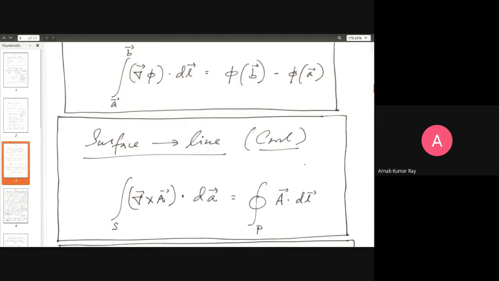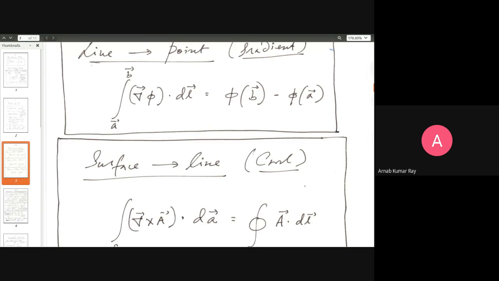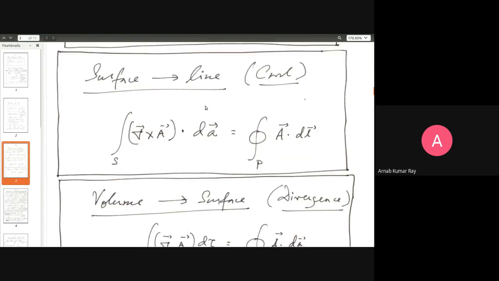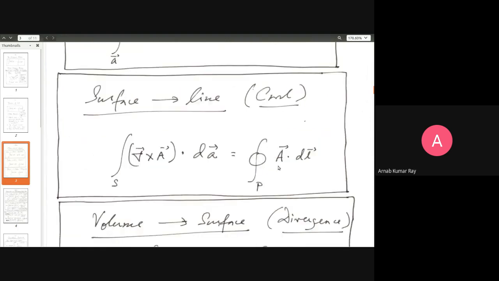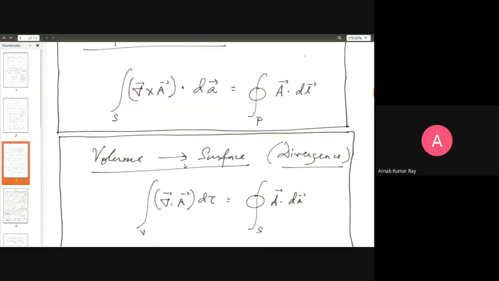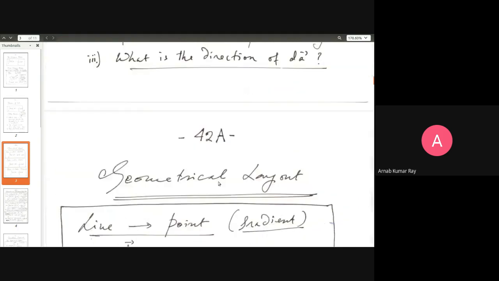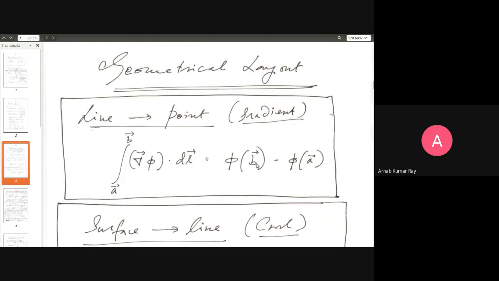You see this thing? Gradient is a differentiation. Curl is a differentiation. Divergence is a differentiation. So this is basically differentiation times an element, and then the collapse is happening to a boundary which is one dimension lower on the right-hand side. Surface integral is collapsing to line integral. Volume integral is collapsing to surface integral. Line integral is collapsing to the points. A line just has 2 points, nothing else, it ends at 2 points. So if you have to sum everything, just go to the 2 points and sum them up.